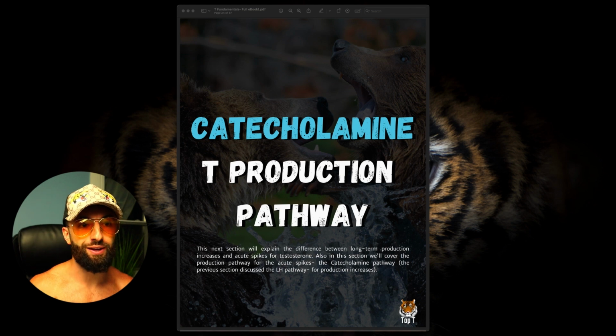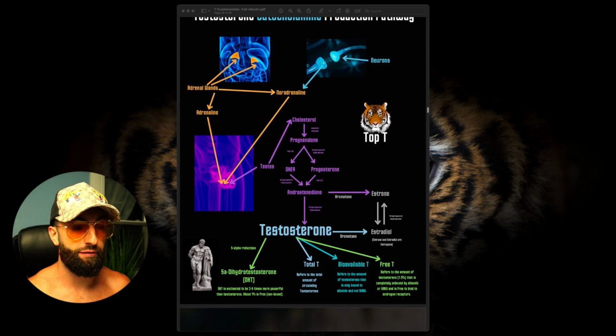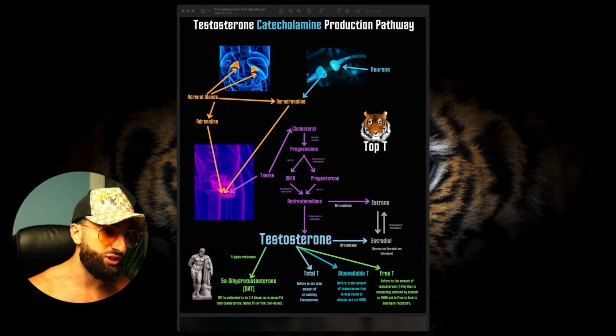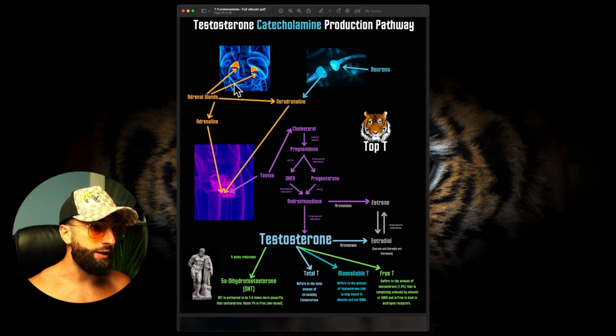In this video, we're going to go over the catecholamine testosterone production pathway, and we're going to go over the graph. As you can tell from the previous video where we go over the HPG axis production pathway, this is very similar, except there are differences in the beginning. So rather than having the hypothalamus to the pituitary, we just have the adrenals.